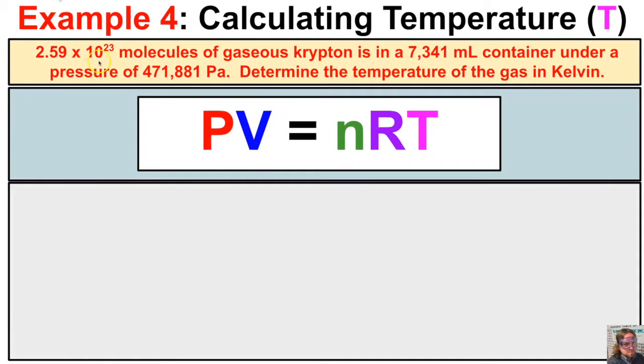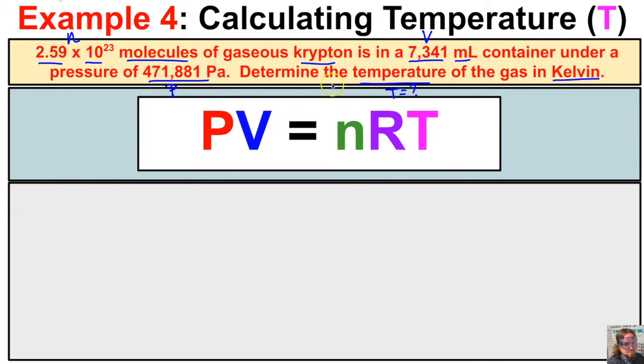In this fourth and final example, it says 2.59 times 10 to the 23rd molecules of gaseous krypton is in a 7,341 milliliter container under a pressure of this right here. We need to determine the temperature of the gas in Kelvin. We don't know the number of moles of krypton, but we know the number of molecules, so we can make that conversion and figure out what N is going to be. We have milliliters here, which is a measurement of volume. We have pressure here. And we have to figure out the temperature of this gas in Kelvin.